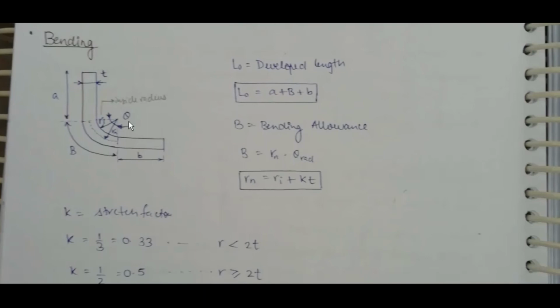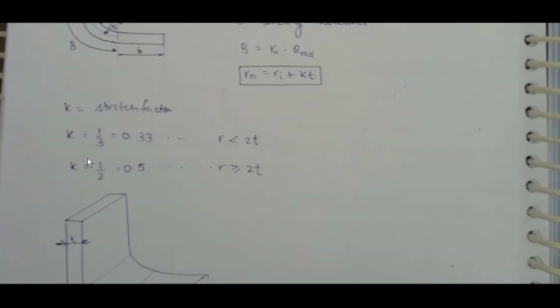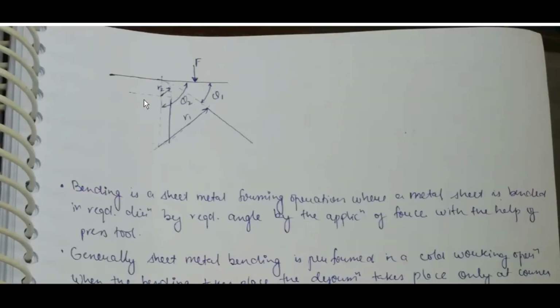T. Okay, K is equal to stretch factor. K is equal to 1 by 3, which is 0.33, for R less than 2t. K is equal to half, 0.5, for R greater than or equal to 2t. For the case with R1, R2, theta 1, theta 2.